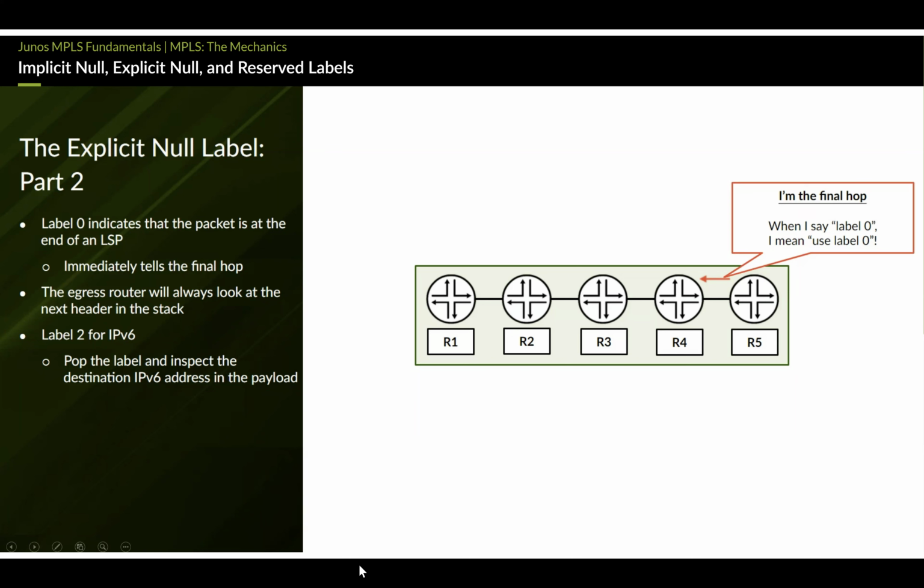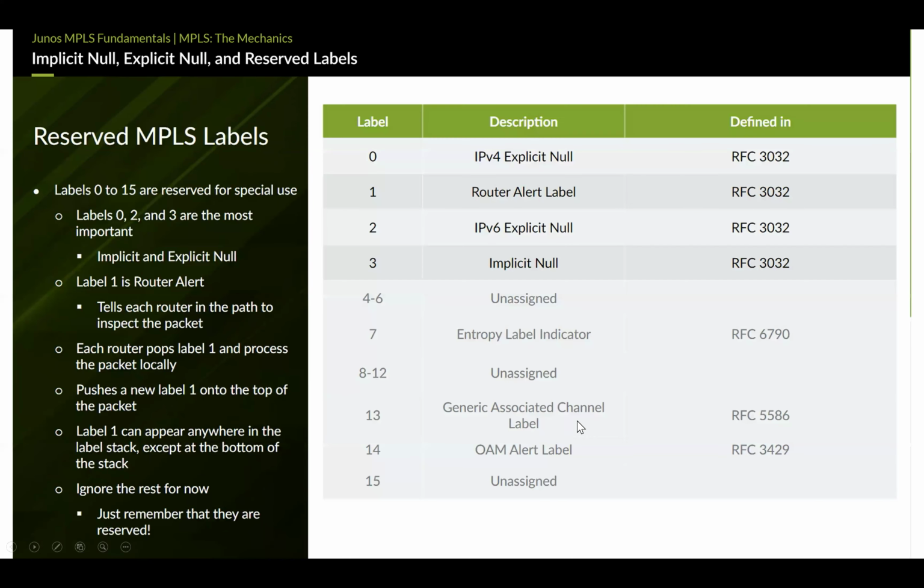So this is the reserved range, 0 to 15, and this is the full table. 0 is IPv4 explicit null, 1 is router alert label, 2 is IPv6 explicit null, and 3 is implicit null. And these are the other label values. Routers don't use these reserved values for label distribution.